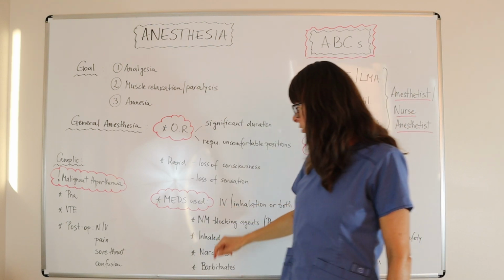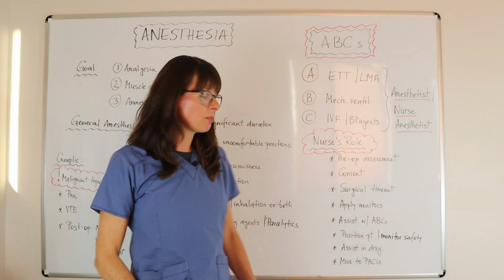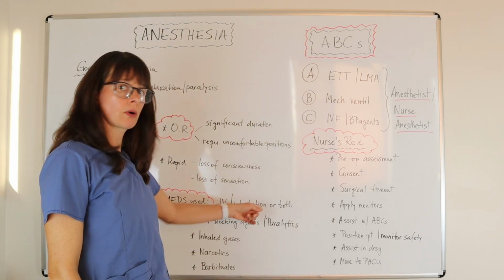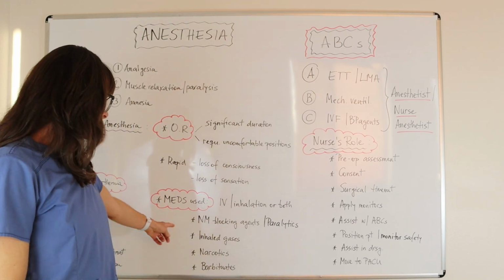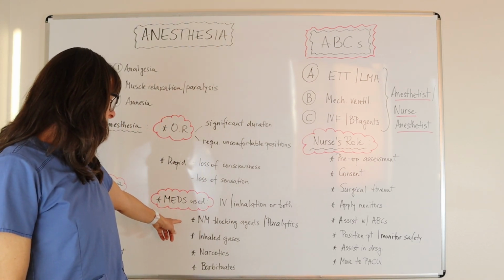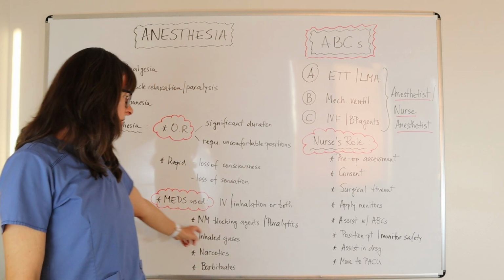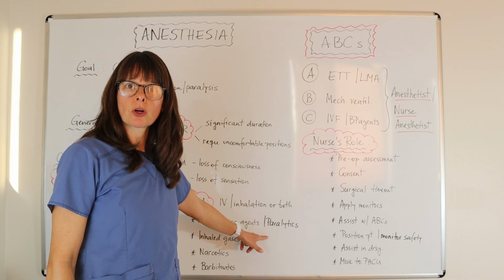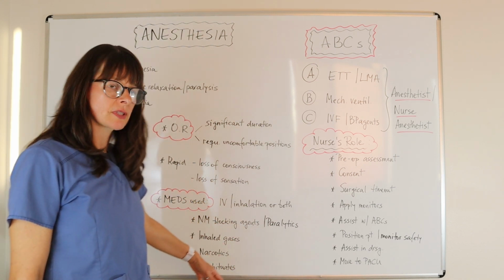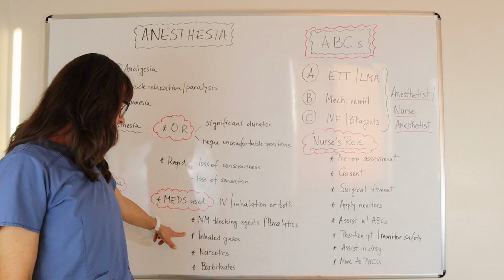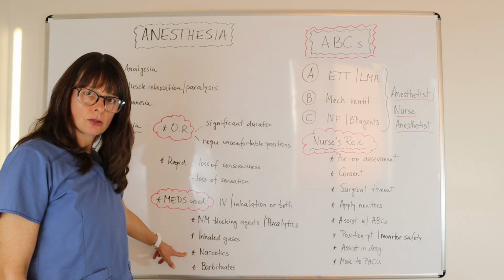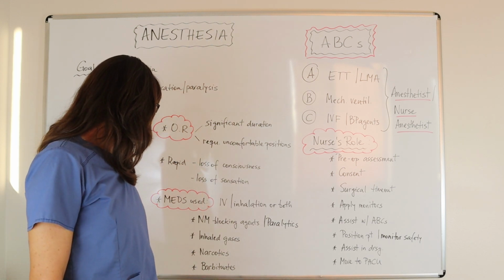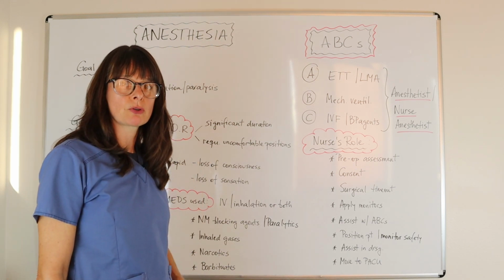And medications that are generally used here can either be IV agents and inhaled agents, or both. And so for IV agents, those can be neuromuscular blocking agents. Sometimes we refer to those as paralytics, and those are your rocuroniums, your succinylcholines, those type of medications. Any kind of inhaled gases, narcotics, certainly for pain control. And then barbiturates sometimes are also used, and an example here would be phenobarbital.